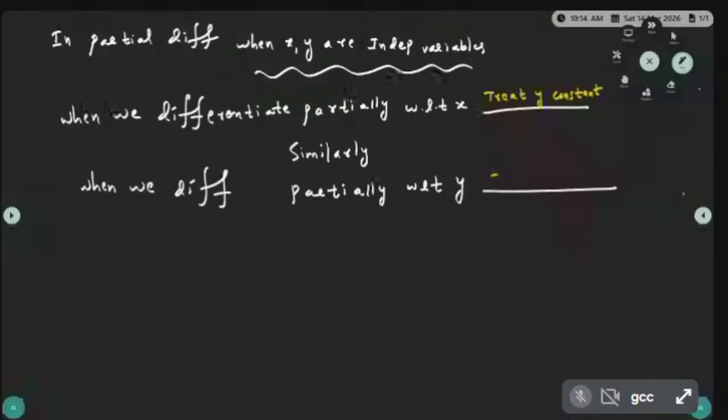This is a very, very important principle. Without this principle, we cannot go further in partial differentiation. You cannot understand the concept also. This is the most important condition: when we differentiate partially with respect to x, treat y constant. Similarly, when we differentiate partially with respect to y, treat x constant. Are you following? Okay.